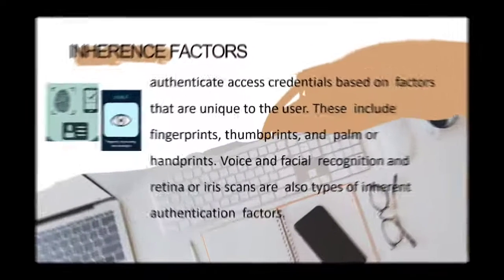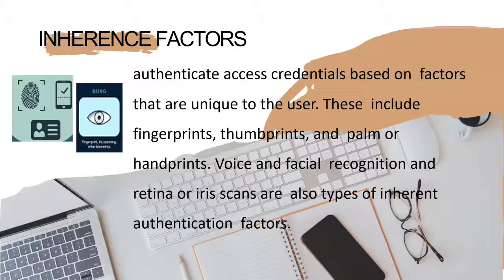Lastly, inherence factor, or something you are. The inherence factor is frequently referred to as the most powerful authentication factor. It provides the strongest authentication since it automatically rejects unknowns, but it is vulnerable to errors. These errors are either false rejection, which occurs when a system falsely rejects a known user and indicates the user is not known, or false acceptance, which occurs when a system falsely identifies an unknown user as a known user.